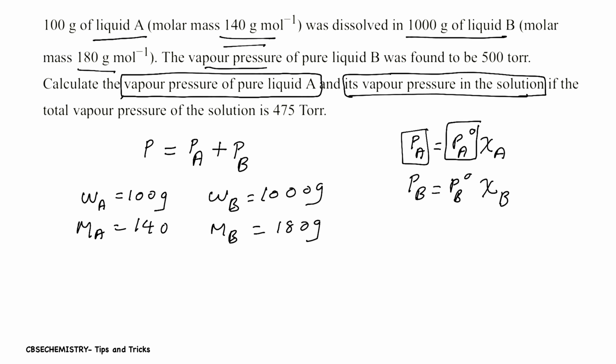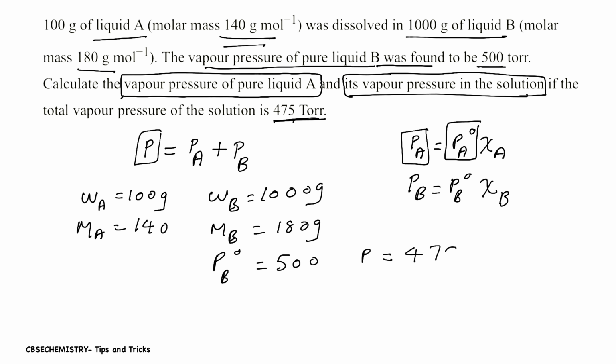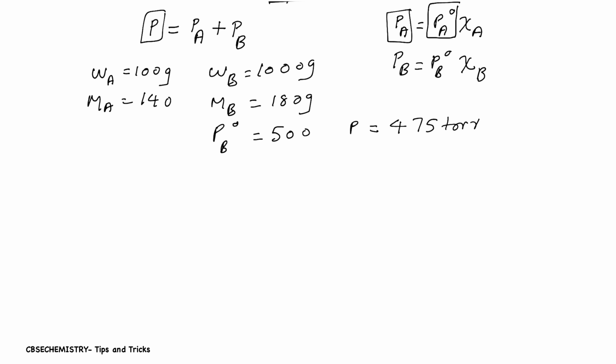The vapor pressure of pure liquid B is what? 500. So PB standard is given, that is 500, correct? Now total vapor pressure, that is P, that is also given. What is that? P value is 475 torr. Correct. First we are going to find PA. For finding PA, we must find PB, right? Because P value is given, we have to find PA value. So for that purpose, we have to find PB first.